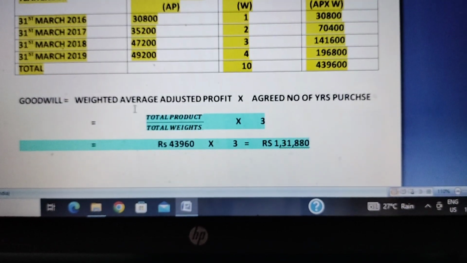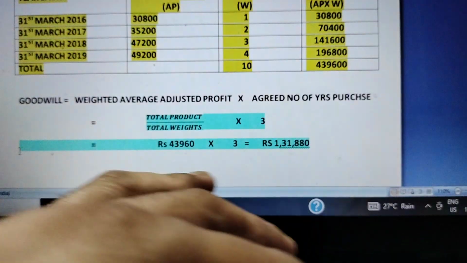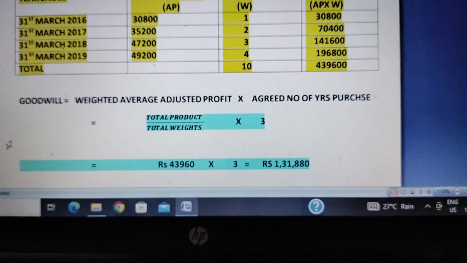Now let's calculate goodwill. Goodwill on a weighted average profit means weighted average profit into the aggregate number of years' purchase. Weighted average profit means total product divided by total weight, into 3 years' purchase. Total product means 4,39,600 and total weight means 10. So if you divide 4,39,600 by 10, you will get 43,960.